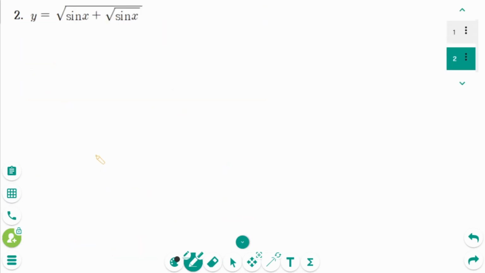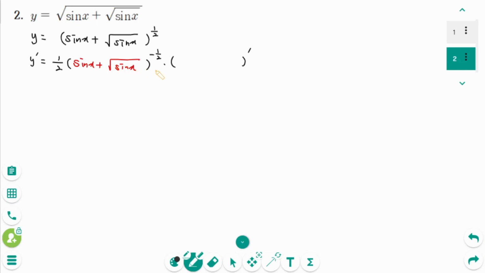Number 2, we can rewrite as y equals sine x plus the square root of sine x, all to the power of 1 over 2. Then y' equals, think of it as u equals the inner function. So 1 over 2 u to the power of minus 1 over 2 times u'. Keep the inner function: sine x plus the square root of sine x.